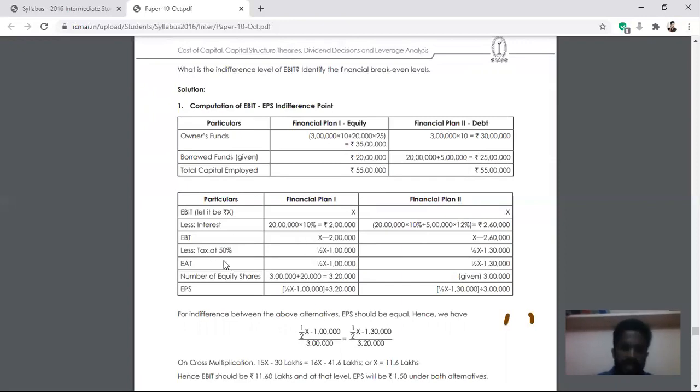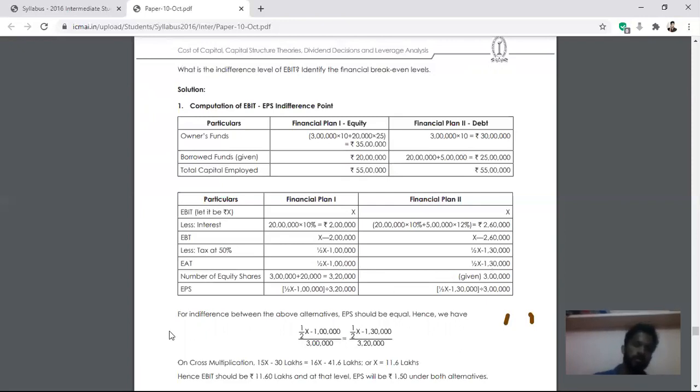Below that, less tax at the rate of 50%. In the question itself, they have given 50%. So X will become 0.5x and 2 lakh will become 1 lakh. So after tax at the rate of 50%, EAT, that is earnings after tax, or profit after tax, is 0.5x minus 1 lakh, whereas in financial plan 2, it is 0.5x minus 1 lakh 30,000. That is the profit after tax.